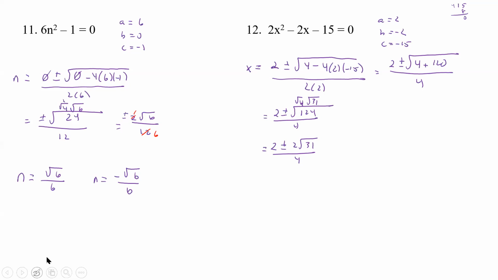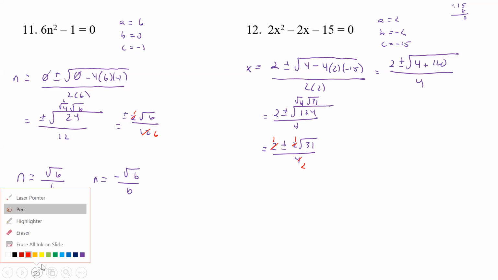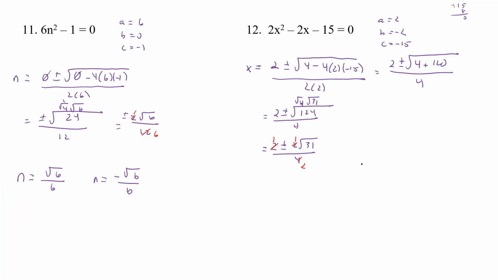Now we can reduce, there's a 2 in both the numerator and denominator, so that's a 1, that's a 1, that's a 2. And so what we get is x equals 1 plus the square root of 31 over 2, and x equals 1 minus the square root of 31 over 2. Okay, so again, two solutions, and we just have the plus and the minus. So right now, longhand is what we get here.